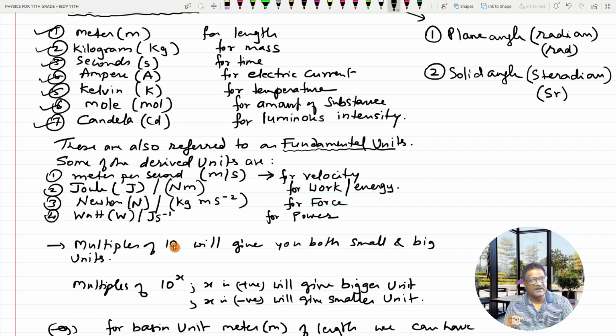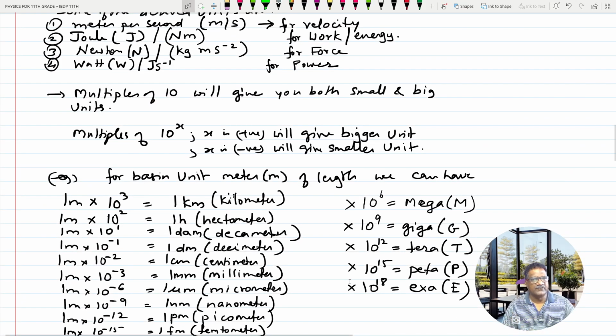Now let us talk about how multiples of 10 will give you both small and big units. When you have a particular unit, and you multiply that unit by a power of 10, then you will get either a bigger unit or a smaller unit. If you multiply by 10 raised to x, and if x is a positive integer, then it will be considered a bigger unit, and if x is a negative integer, then it will be considered a smaller unit. I'll give you one example. 1 meter in the SI system is the unit for length. It's a standard SI unit, 1 meter.